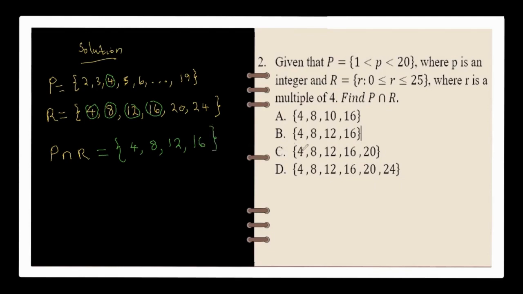So if we look at that now, that is going to give us, look at the options, 4, 8, 12, 16. That is option B. That means for this solution, this is the correct option. So we'll proceed to question number 3.